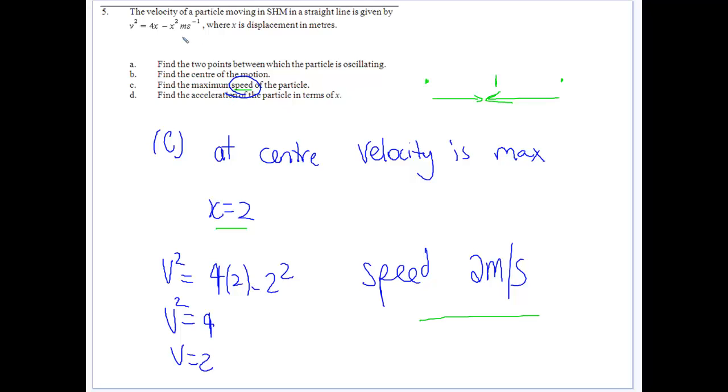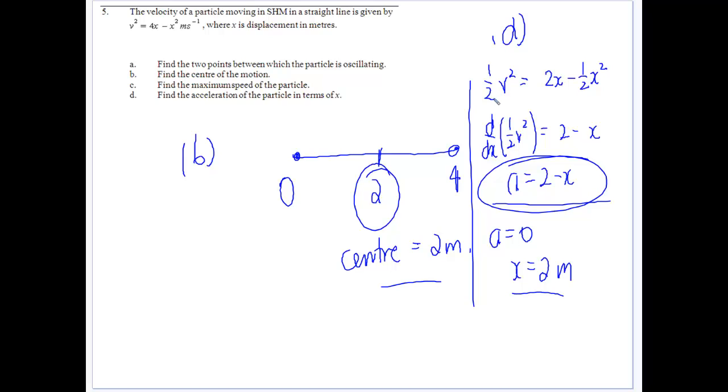And then find the acceleration of the particle in terms of x. Well, we go back to the work we've done before when we've got the acceleration in terms of x. To start with velocity squared, we need a half v squared to differentiate. So half of 4x gives us 2x, half of x squared gives us half x squared. Differentiate that with respect to x, giving d dx of a half v squared, which is acceleration, and that gives us our acceleration function as 2 minus x.